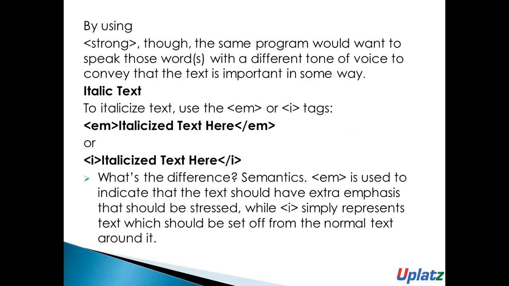Next is how to italicize your text. You can use either the em or i tags. Like strong and b, in order to style your text in italic format, you can use either the em tag or the i tag. The difference is that em is used to indicate extra emphasis that should be stressed, while i simply represents text that stands off from the normal text around it.